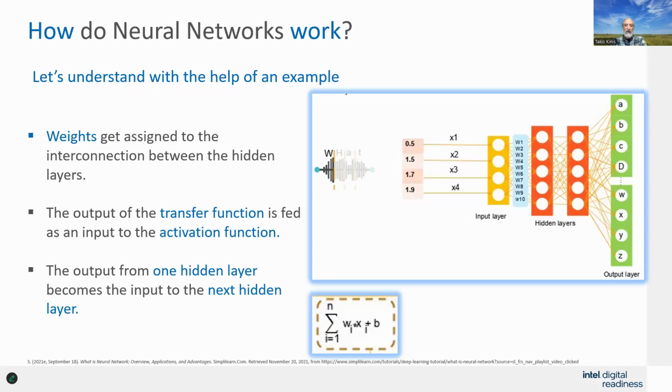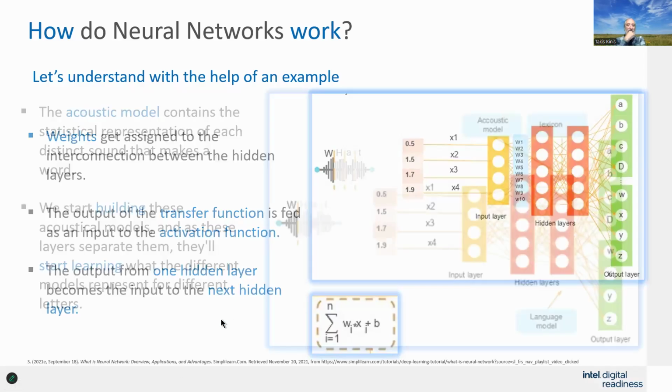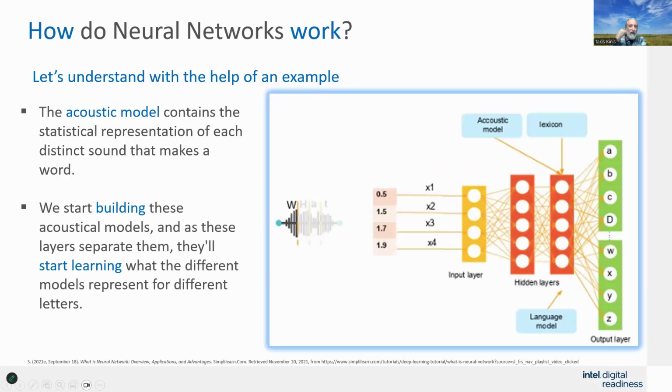All right, so they're going to keep going here on this example. They say the acoustic model contains a statistical representation of each distinct sound that a word makes. So in order to do voice recognition, the first thing they have to do is train the computer to listen to how we speak and take the words we say and figure out what letters we're speaking. So we build these models.